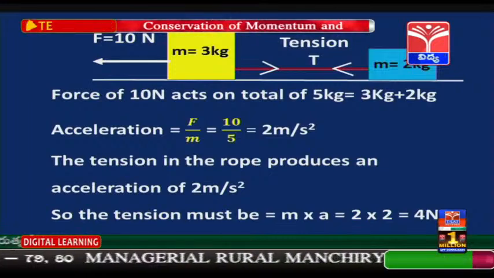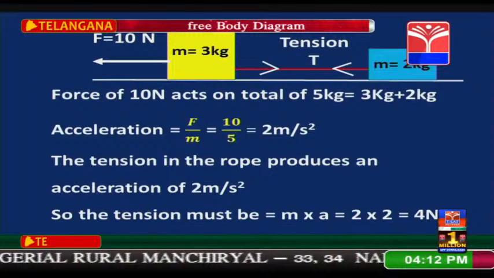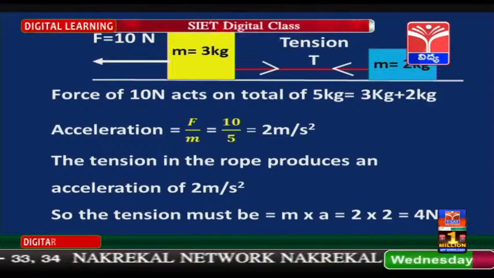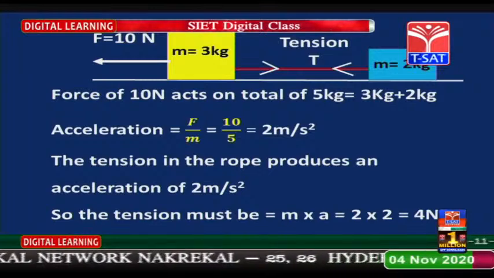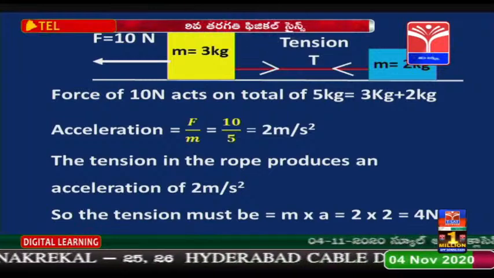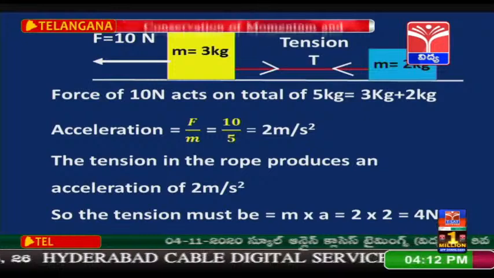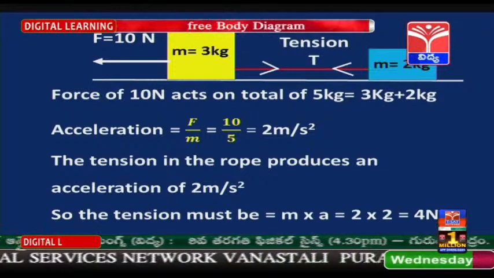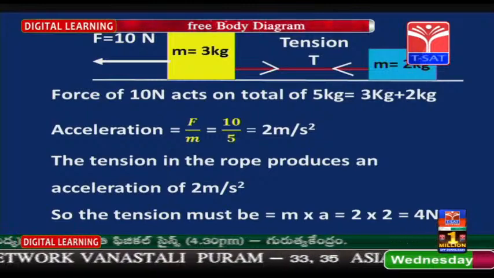So, the tension must be equal to mass multiplied by acceleration, that is F equal to ma. Using that formula, we get mass which is 2 and acceleration which is also 2. So, 2 times 2 gives you 4 Newton. So, the tension in the rope is 4 Newton.